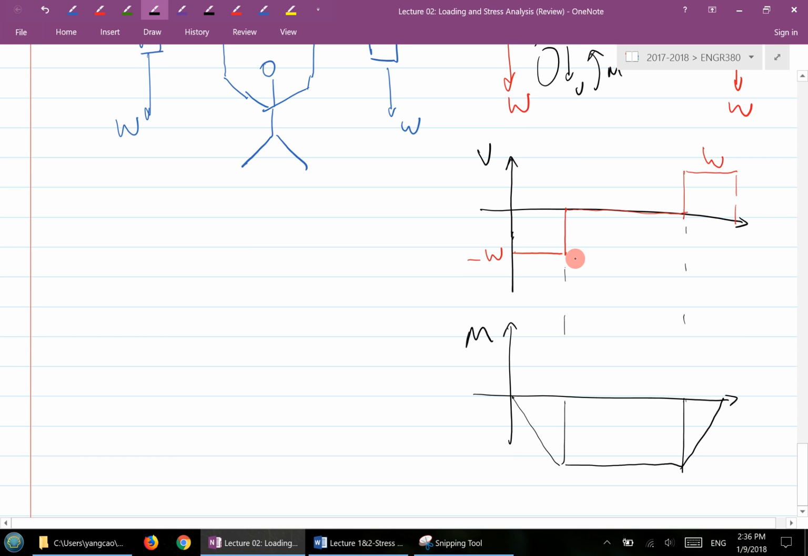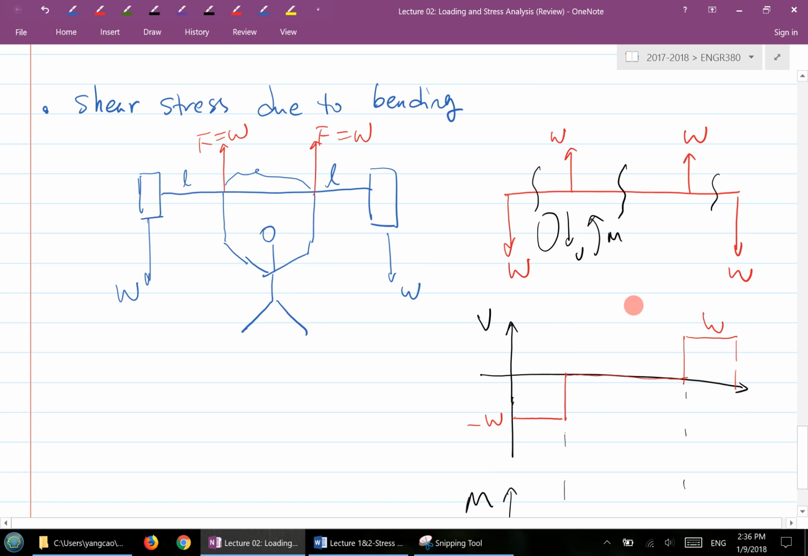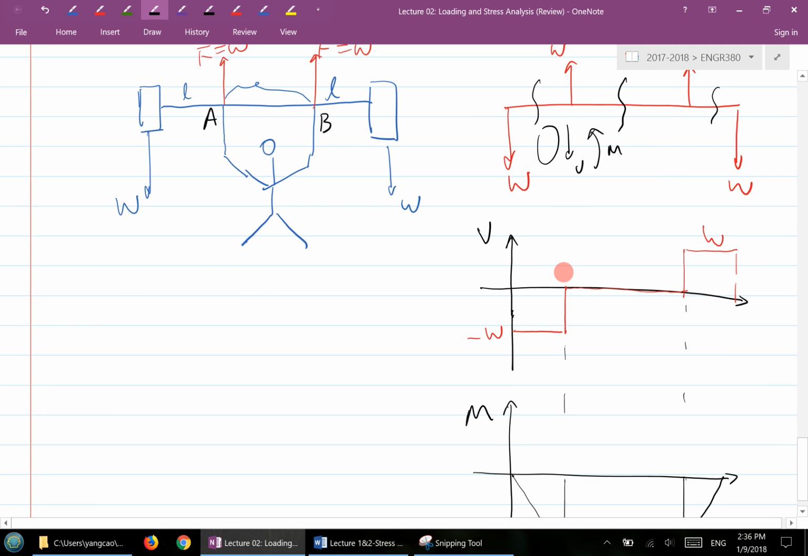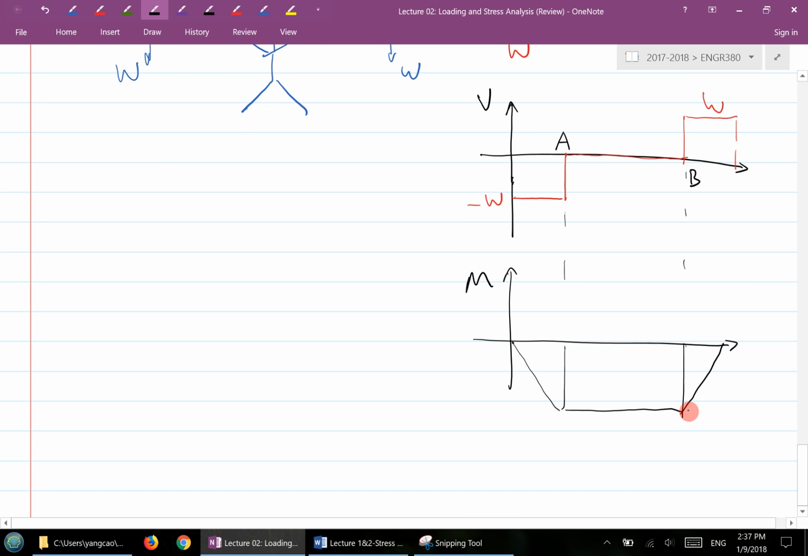Now this is a very important piece of information, because there are a couple of things I can tell you. If I call this location A and this location B, and I look at the shear force distribution, what's the value between A and B? 0, right? And the bending moment is constant, isn't it? So the location between A and B is a very special case. It's called pure bending. So this one here is called pure bending.